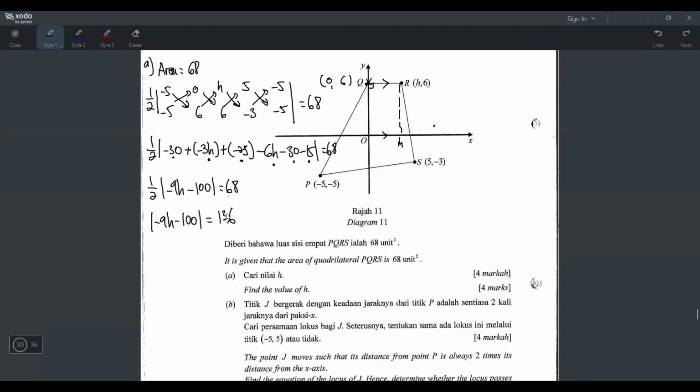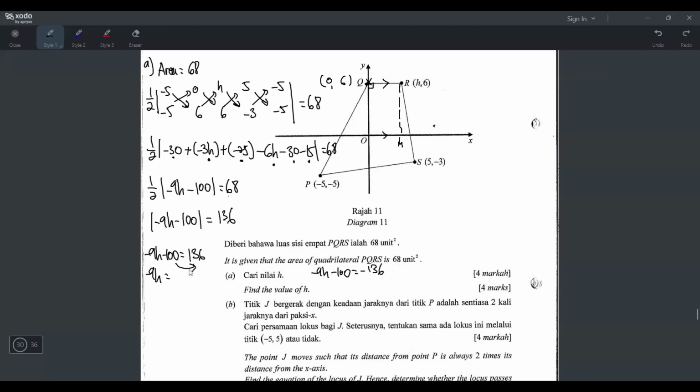Since I want to find h, I need to remove the modulus now. Because there is a modulus here, you cannot move the 100 first. So when you remove the modulus, there are two answers, one positive, one negative. So -9h minus 100 equals 136, and the other part will be -9h minus 100 equals -136. And now we can get our h answer here.